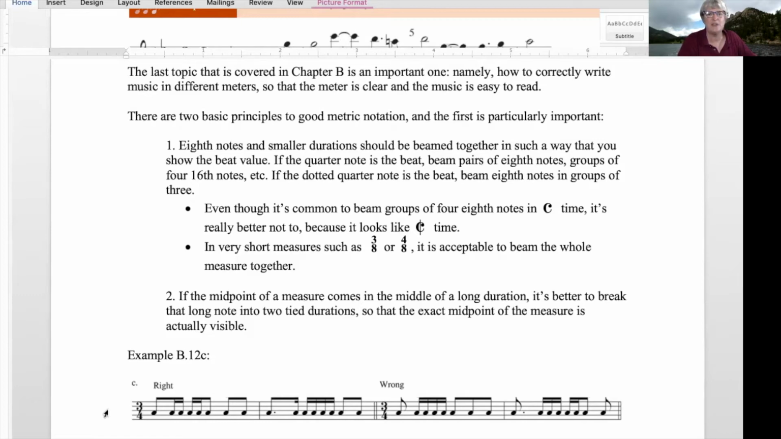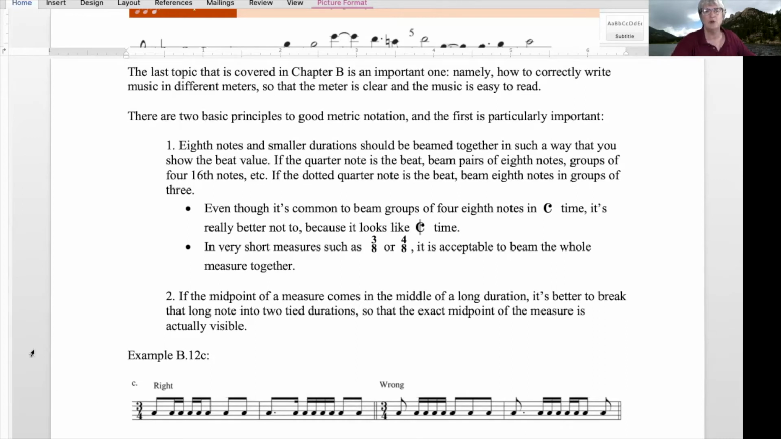Now, there are 2 basic principles to good metric notation. The first principle, which is the most important, has to do with beaming. The second principle, which is somewhat less important, but still good to know, has to do with how to treat long notes that spill over and take up part of one beat and part of the next beat.